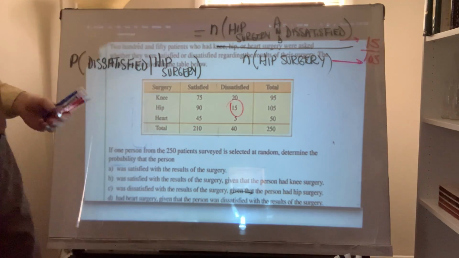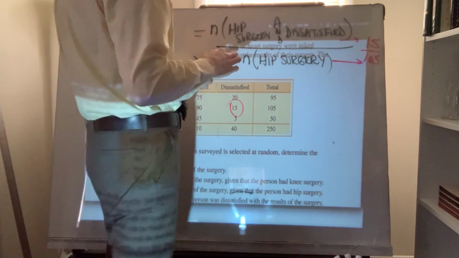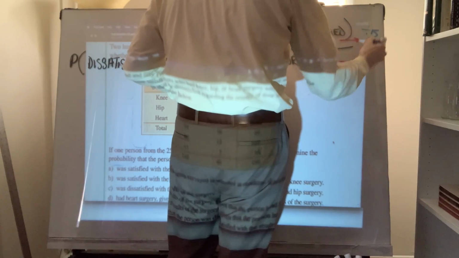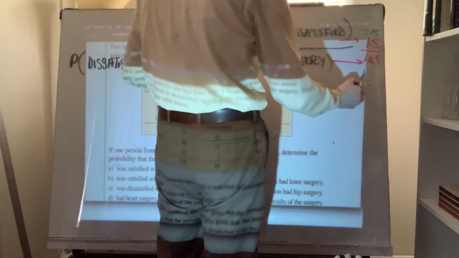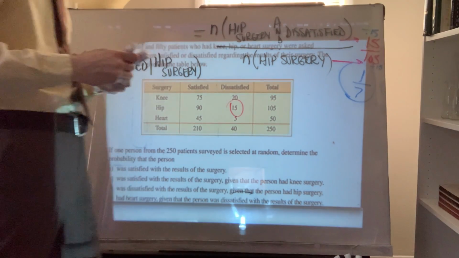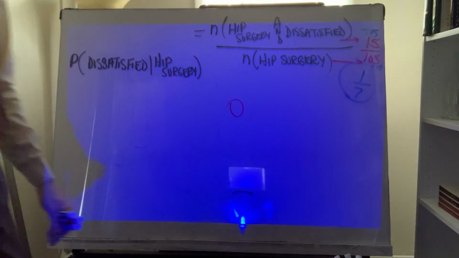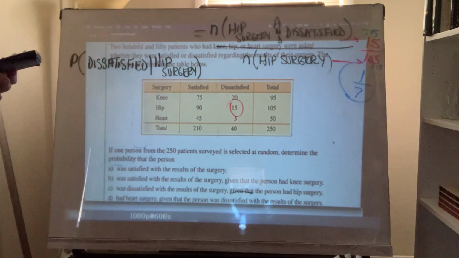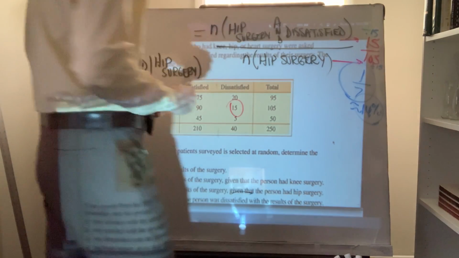So 15 over 105, they're both divisible by 15, actually. If you divide 15 by 15, you get 1. If you divide 105 by 15, it's actually 7. So 1/7. What is that as a probability? I'm just curious. 1 divided by 7 is about 14%. Not too many people are dissatisfied with their hip surgery, therefore.